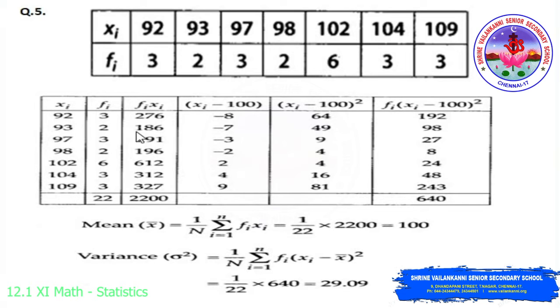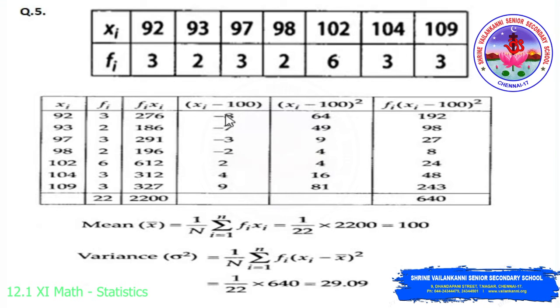Then fi xi, we have to find the product of these two. So 92 into 3, which is 276, 93 into 2, we get 186. Then 109 into 3, we get 327. Adding these numbers, 276 plus 186 etc. till 327, when we add this, we get 2200. So the formula to find x bar is sigma fi xi by capital N, which is 2200 by 22, which is equal to 100. So mean x bar equal to 100.